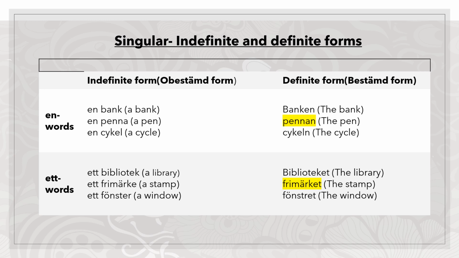As we know, in indefinite form there are two types of words, en words and ett words. Like en words, en bank will be banken in bestämd form, en penna will be pennan, en cykel will be cykeln, ett bibliotek will be biblioteket, ett frimärke will be frimärket, ett fönster will be fönstret.